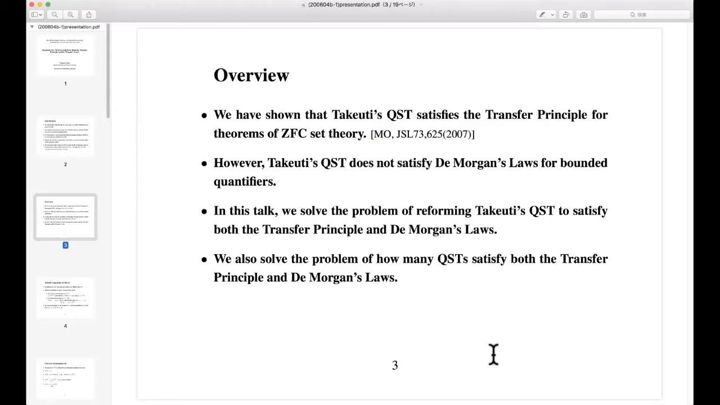However, Takeuchi's quantum set theory does not satisfy De Morgan's laws for bounded quantifiers. In this talk, we solve the problem of reforming Takeuchi's quantum set theory to satisfy both the transfer principle and De Morgan's laws. We also solve the problem of how many quantum set theories satisfy both the transfer principle and De Morgan's laws. That is, we explore the other options for choosing the logical operations for implication and corresponding parts.